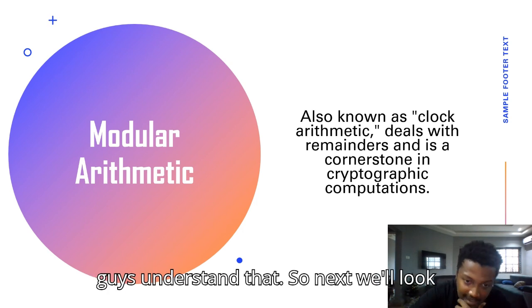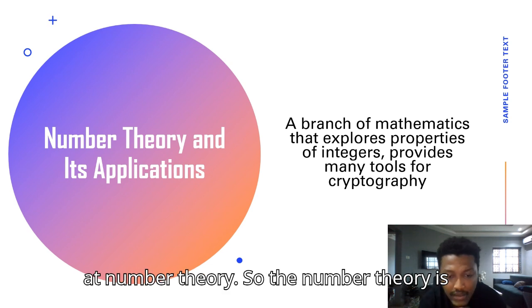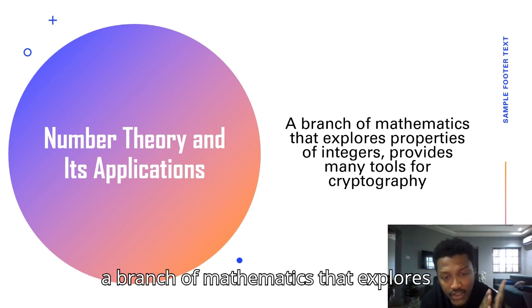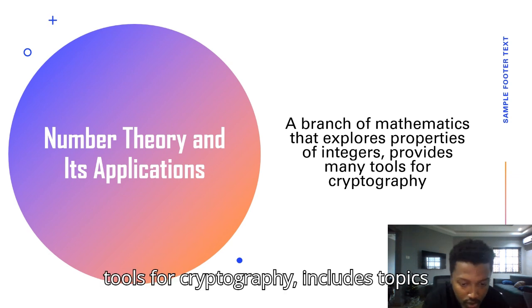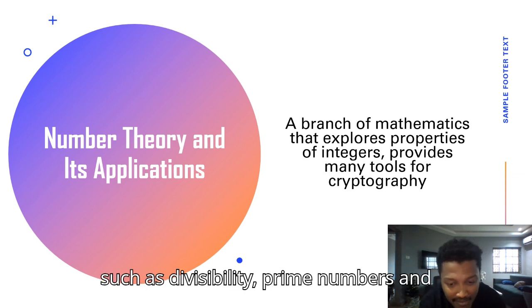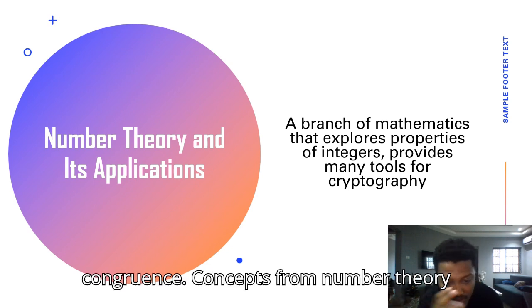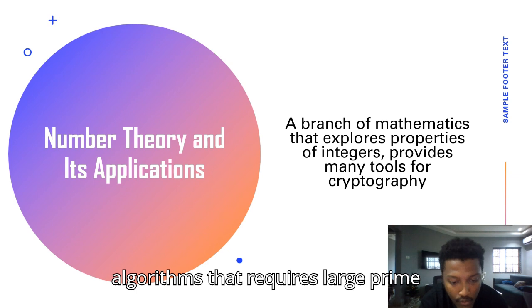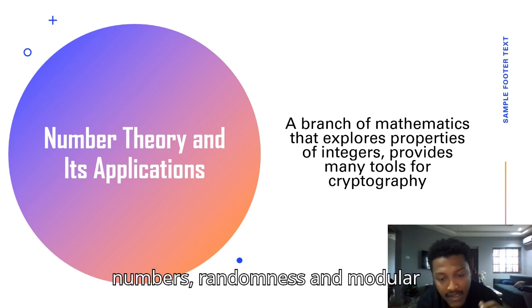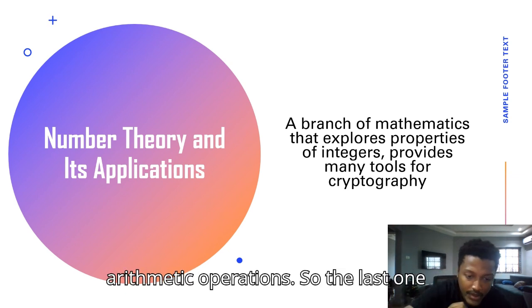So I'm sure you guys understand that. So next we'll look at number theory. Number theory is a branch of mathematics that explores properties of integers and provides many tools for cryptography. It includes topics such as divisibility, prime numbers, and congruence. Concepts from number theory are fundamental in designing cryptographic algorithms that require large prime numbers, randomness, and modular arithmetic operations.